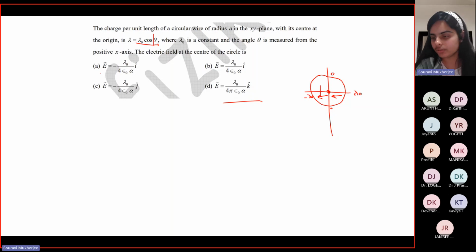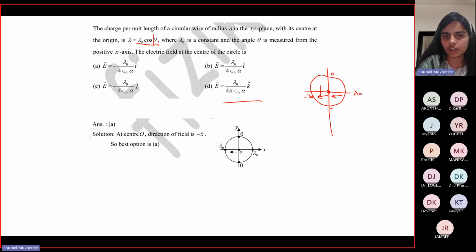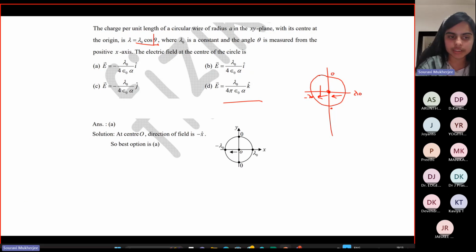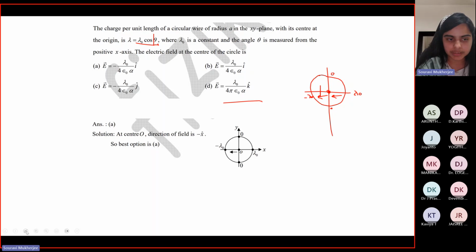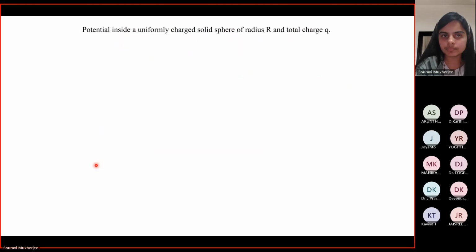Is this clear to all of you? Okay. So this is basically the option. You can also do the integral and check it for yourself, but this is a fun way of solving these questions. Okay. Now a little bit of a standard problem.